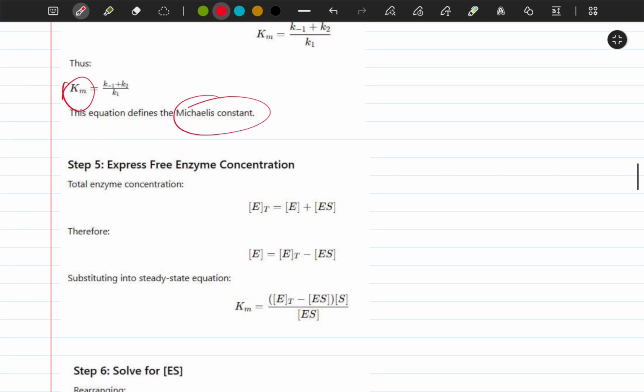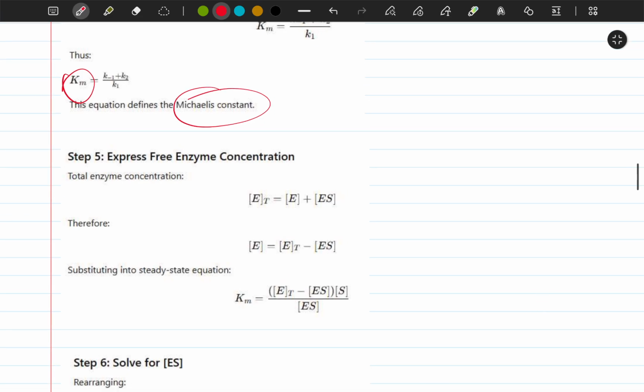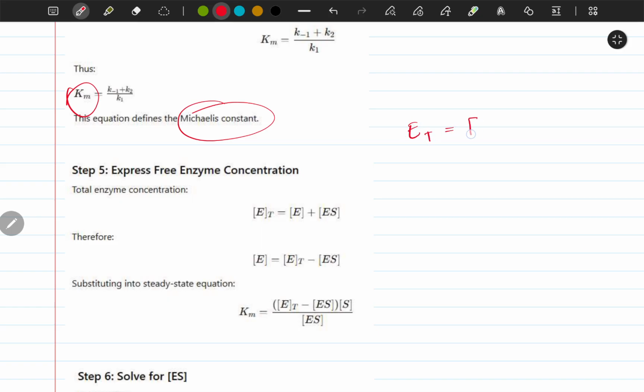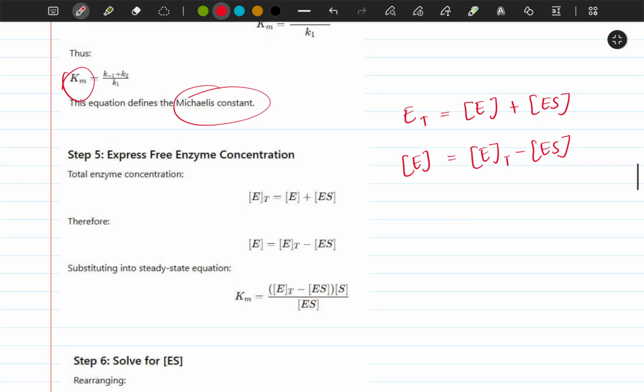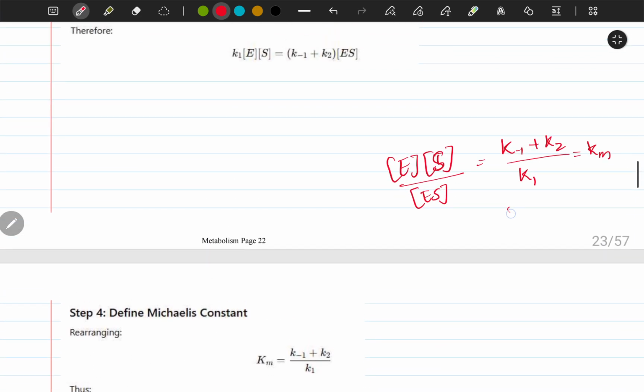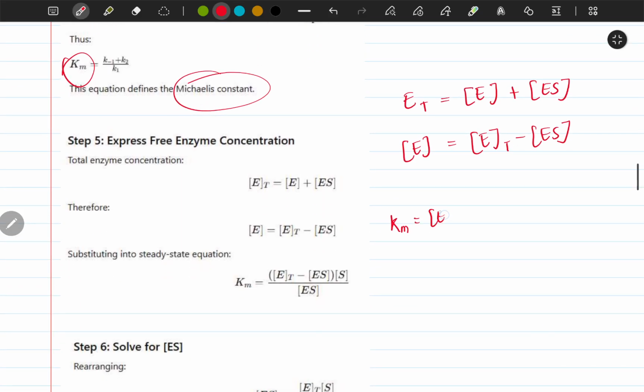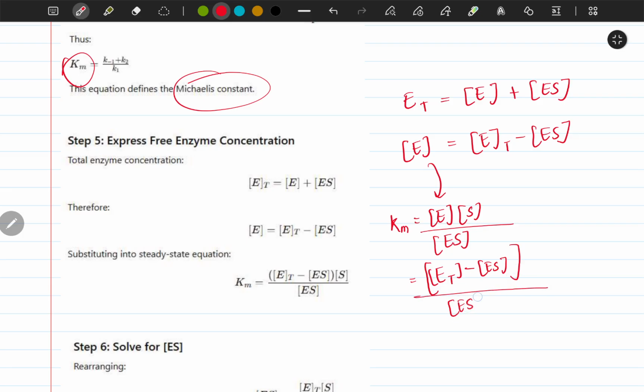Next is express free enzyme concentration. So we know enzyme total is equal to the enzyme we have plus what is in the transition state. Okay, so enzyme we got left is equal to enzyme total minus enzyme of transition state, right? We have this, and Km is equal to this one, E upon ES, transition state. Okay, so we'll put this here, ET minus ES upon ES, and this is substrate.